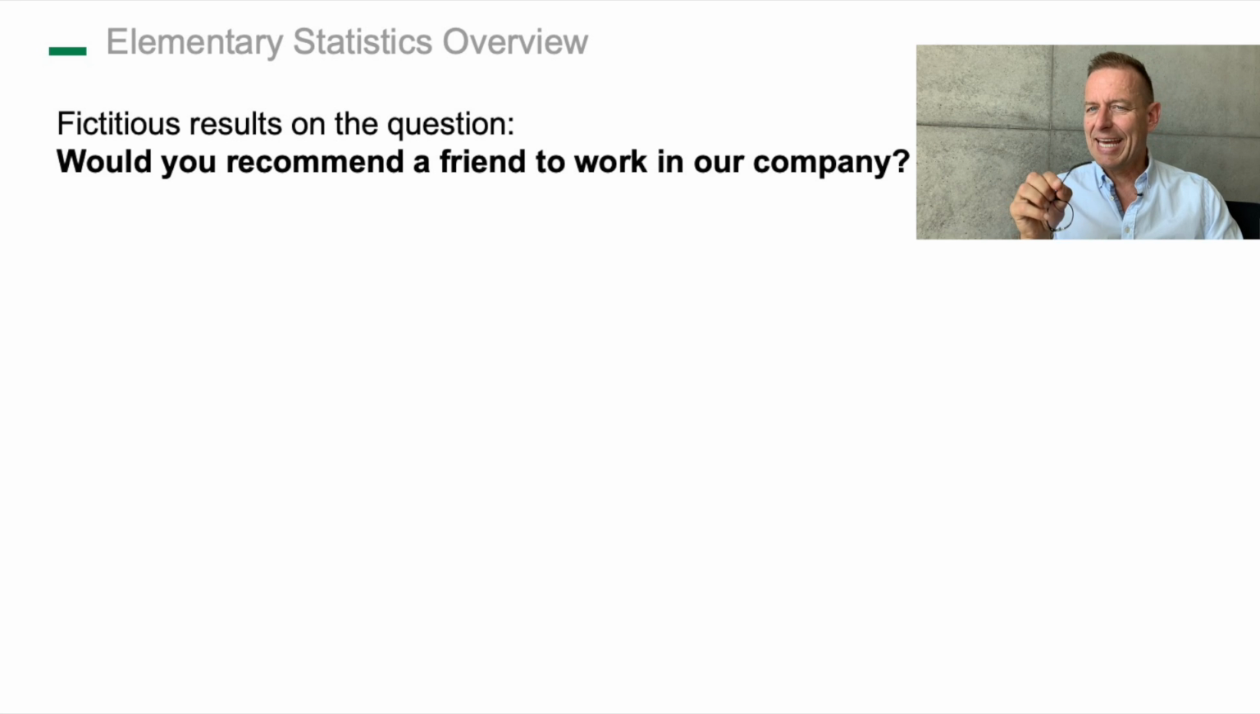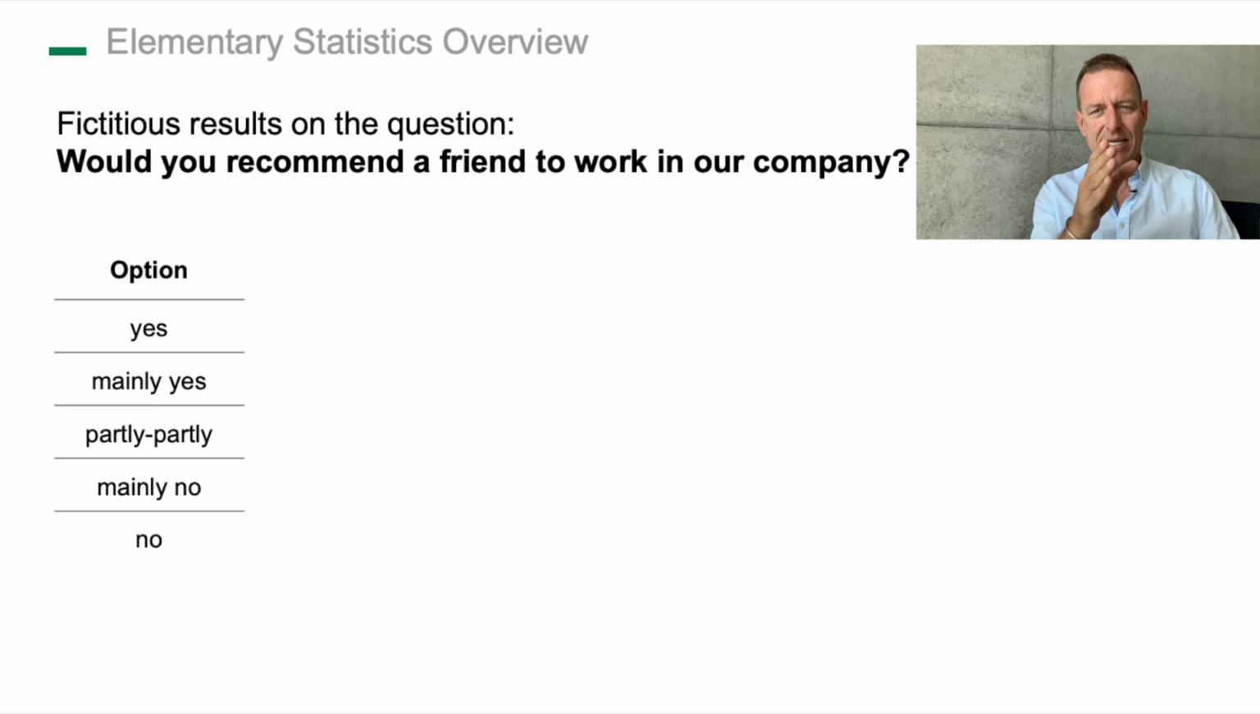And the answer to this question was: yes, mainly yes, partly, mainly no. So you can imagine this, you see this question, and then as a respondent you have to make a choice from yes to no. Let's say you do this with many people. So you get one column in your raw data matrix, which is filled with numbers.